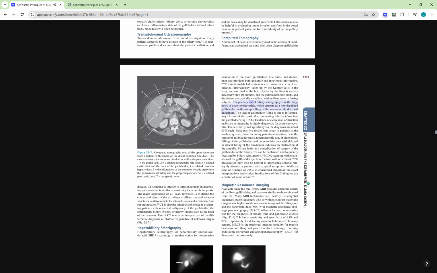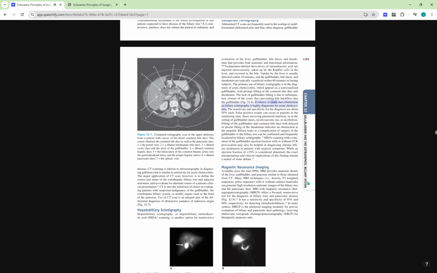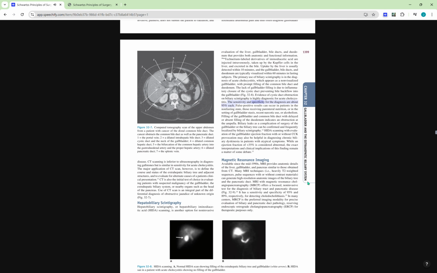The primary use of biliary scintigraphy is in the diagnosis of acute cholecystitis, which appears as a non-visualized gallbladder with prompt filling of the common bile duct and duodenum. The lack of gallbladder filling is due to inflammatory closure of the cystic duct preventing bile backflow into the gallbladder. Evidence of cystic duct obstruction on biliary scintigraphy is highly diagnostic for acute cholecystitis. The sensitivity and specificity for the diagnosis are about 95% each.